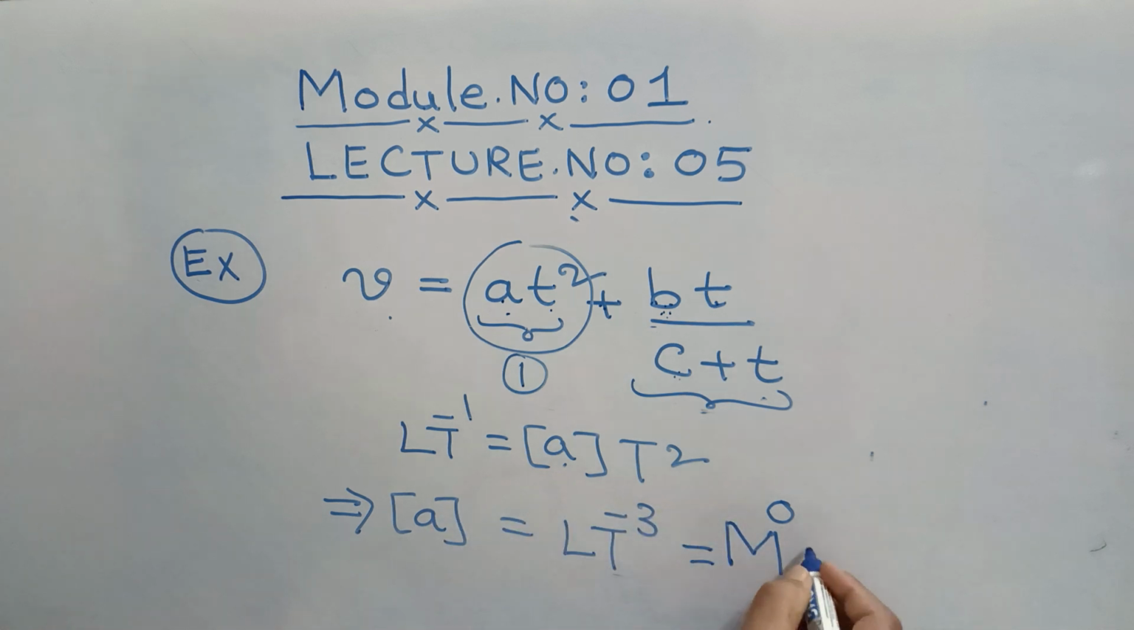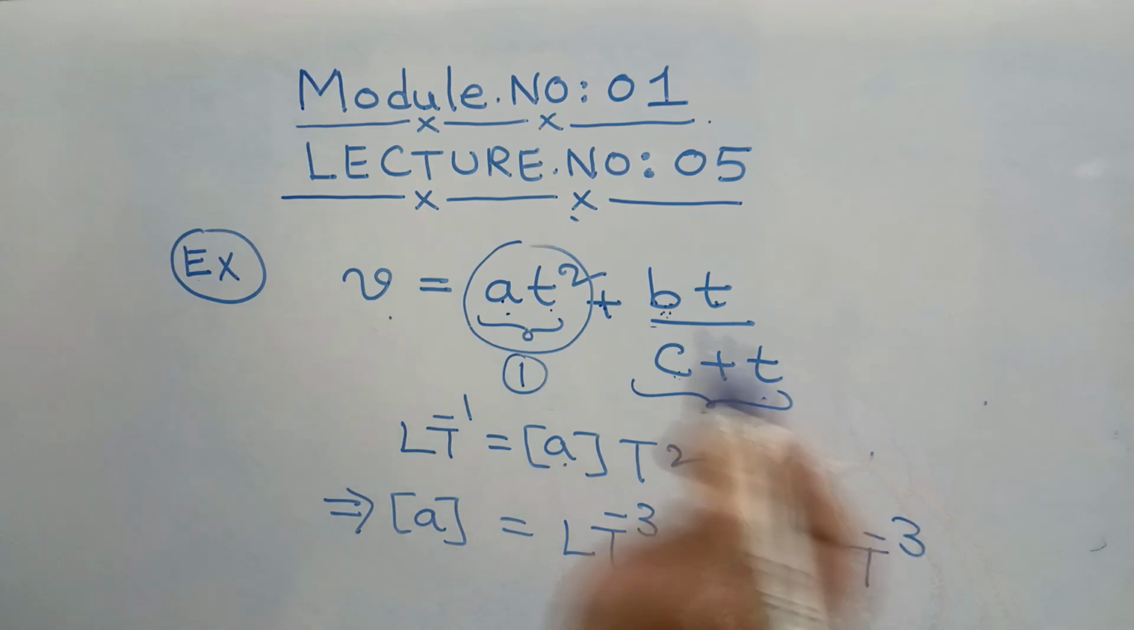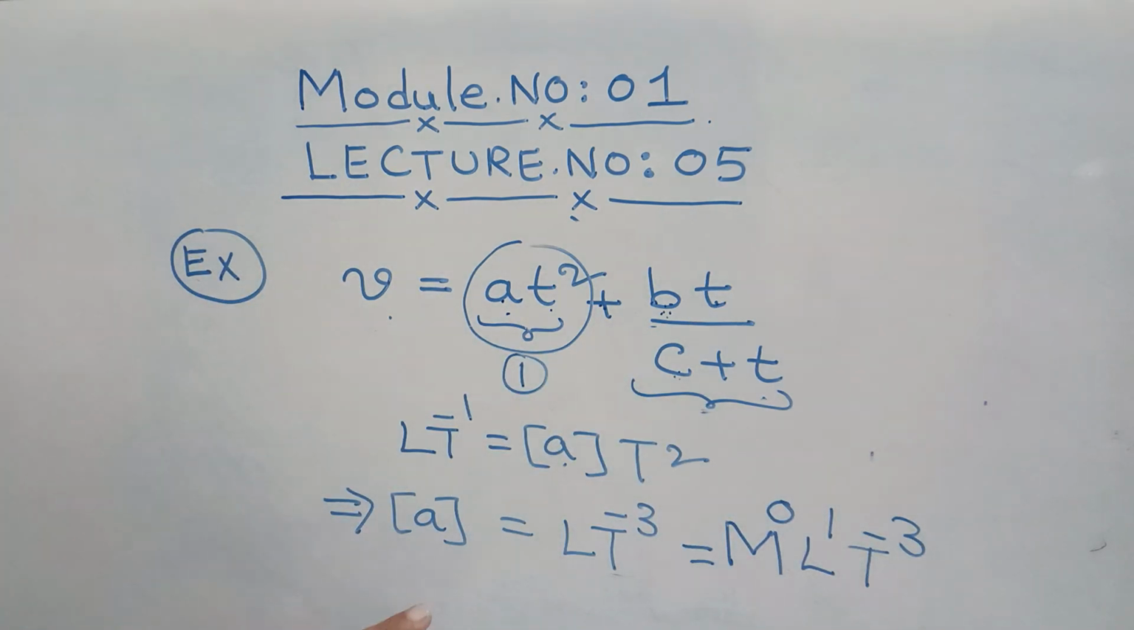What is the power? 1. L power 1. Nothing is given, only L is there, so the power is 1. L power 1 and T power minus 3. We got it? Got it.